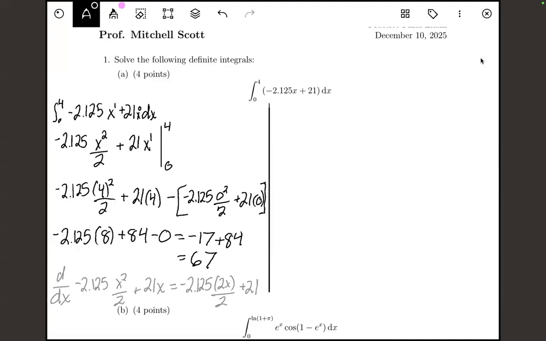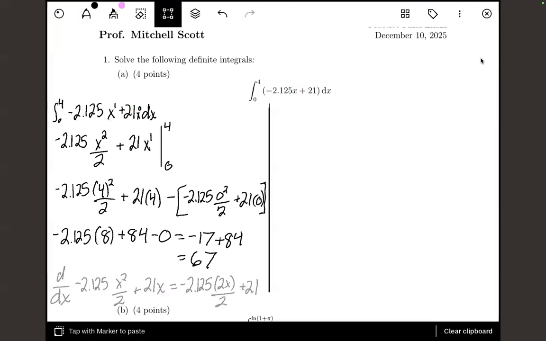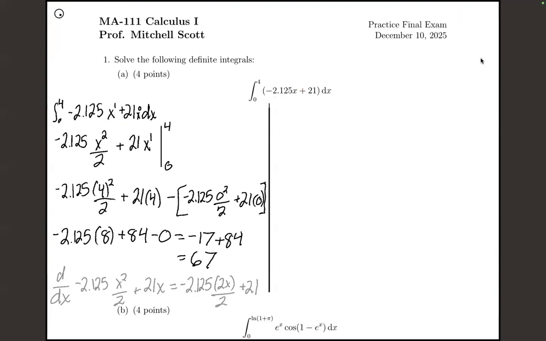Now what I'm going to do though is, if for whatever reason you forget the power rule here, you could recognize that this is a line, right? At the end of the day, this is a line, and we know what lines look like. In fact, if we were to graph this function, where this is x and this is f of x, right?